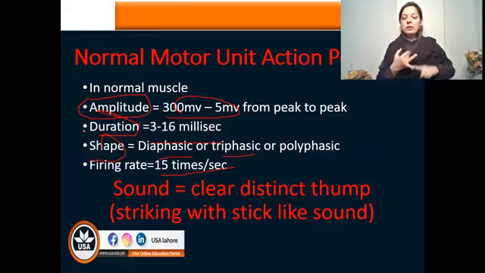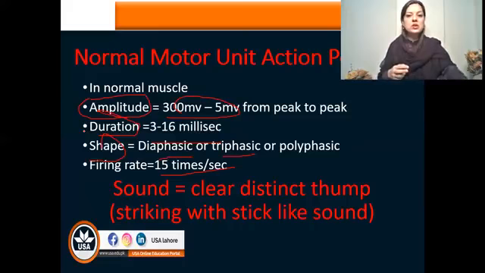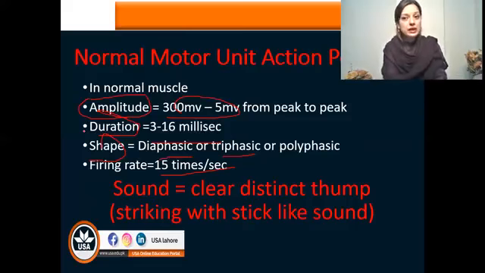Please revise it with me: the amplitude is between 300 microvolts to 500 microvolts, the duration lies between 3 to 16 milliseconds, and the shape is either diphasic, triphasic, or polyphasic, while the nerve firing rate of a normal muscle is 15 times per second. These are the characteristics of a motor unit potential of a normal muscle on the graph.